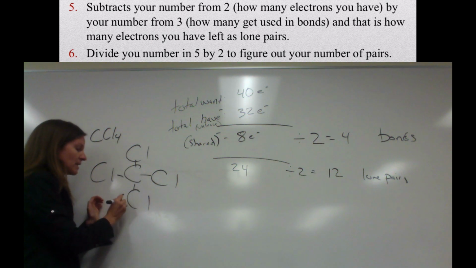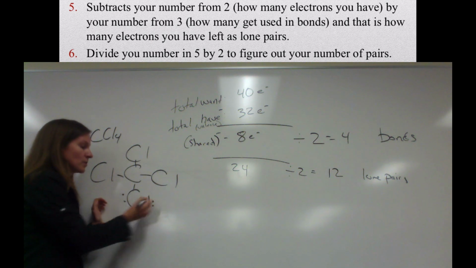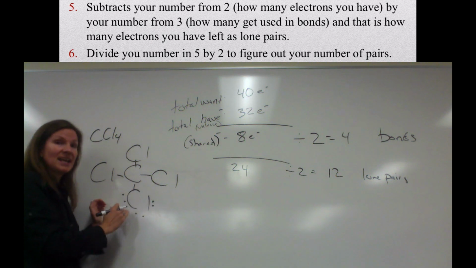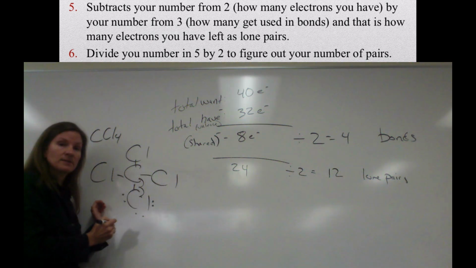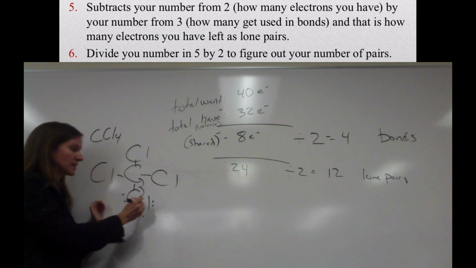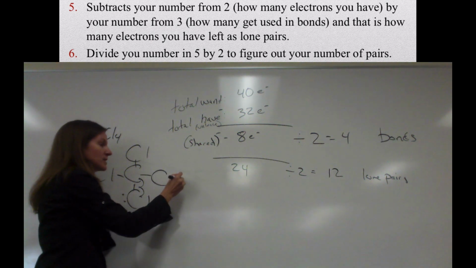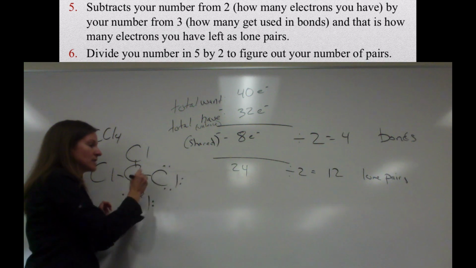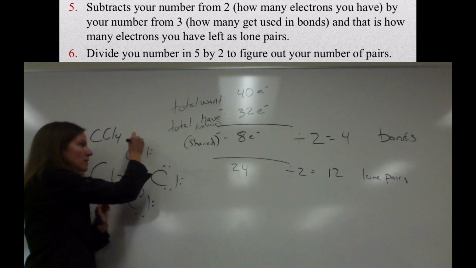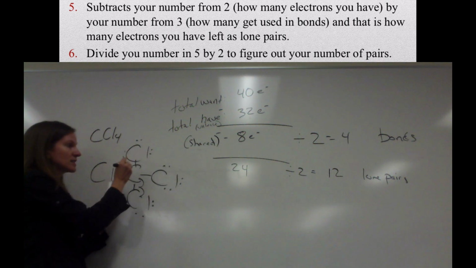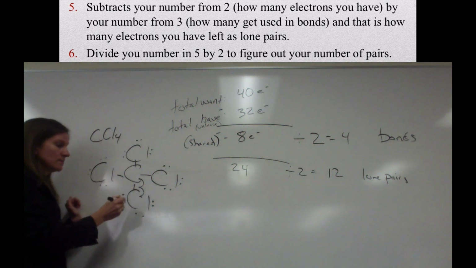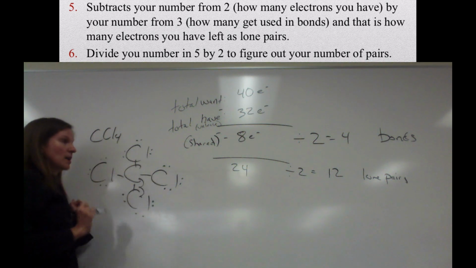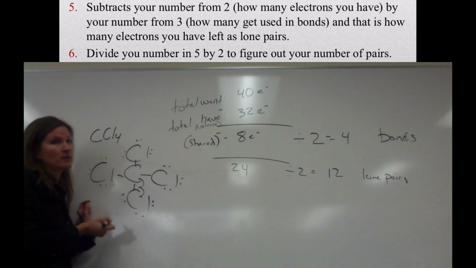I'm going to need 3 sets of lone pairs on that chlorine to make it so he has 8. This bond gets counted for both atoms. So now this chlorine has 2, 4, 6, 8. If I put 3 sets out on each of the other chlorines, each has 2, 4, 6, 8. So I've put out now 12 sets, because 3 times 4 is 12.